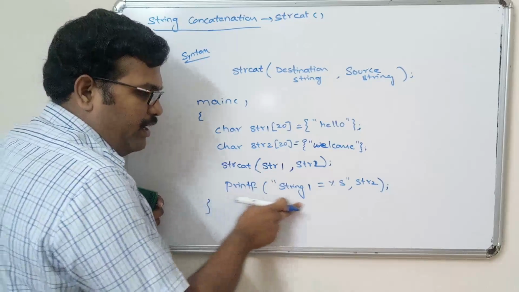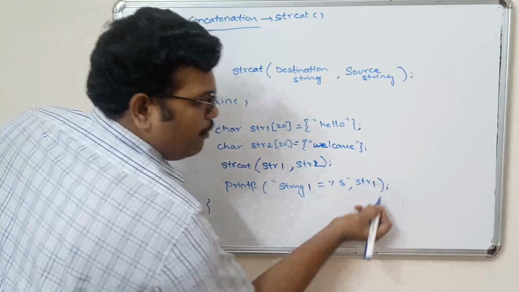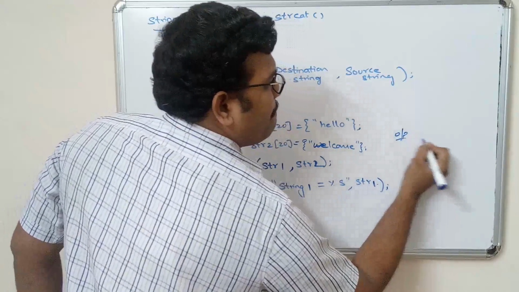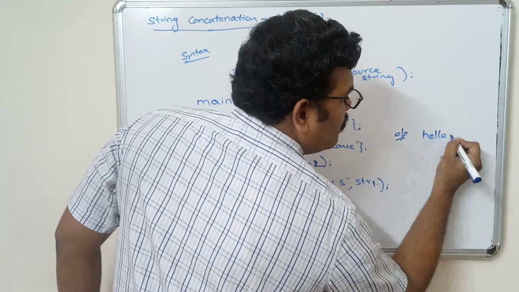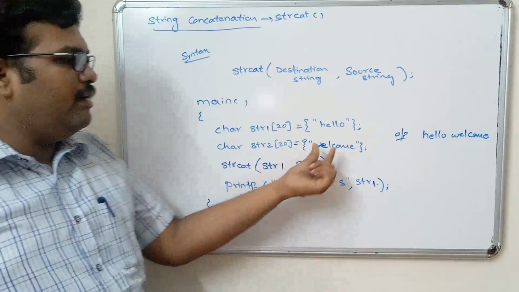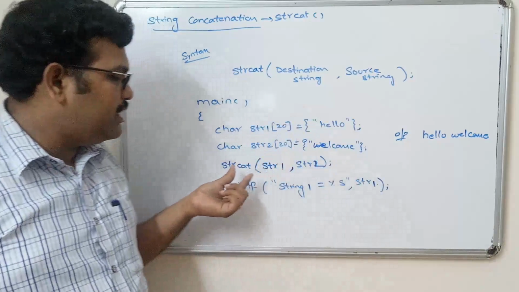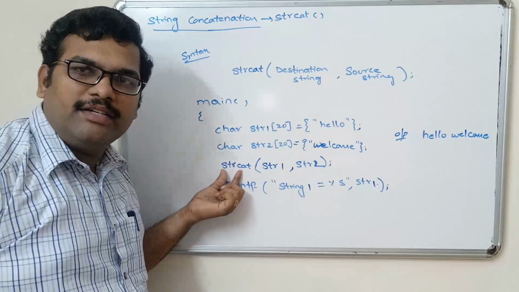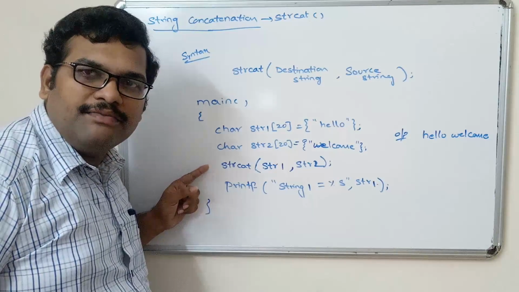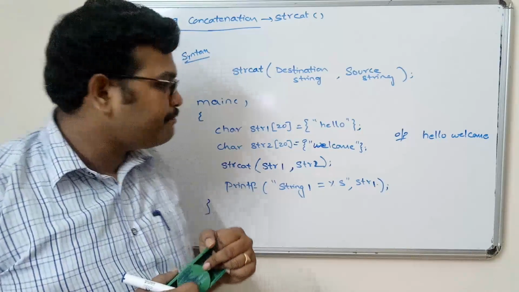So if you print string 1, the output will be hello and welcome. So we are concatenating welcome at the end of hello. So that is the use of the string concatenation function. Here also, in order to implement this string concatenation function, we have to include the string.h header file.